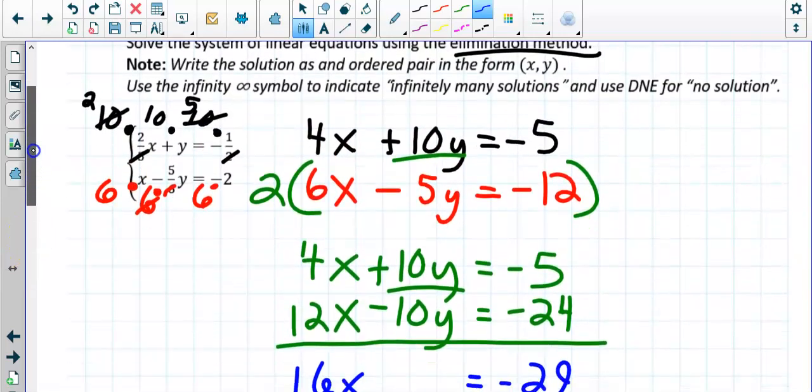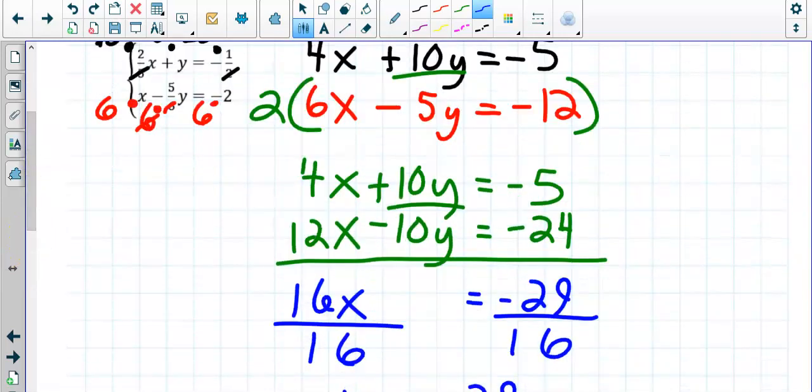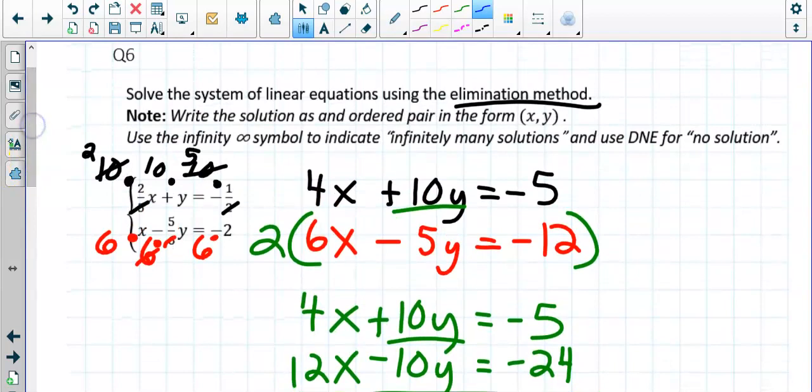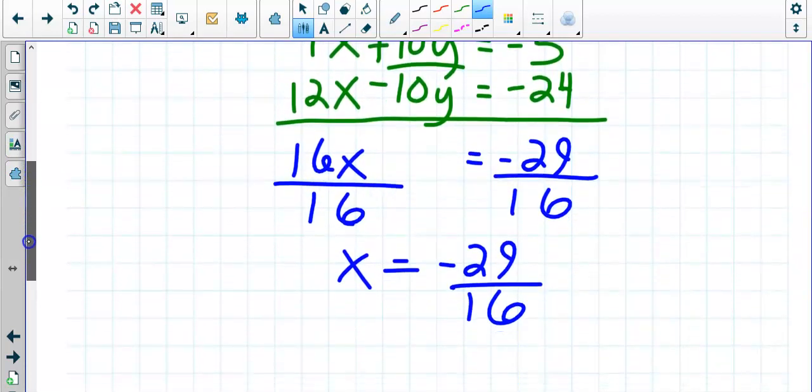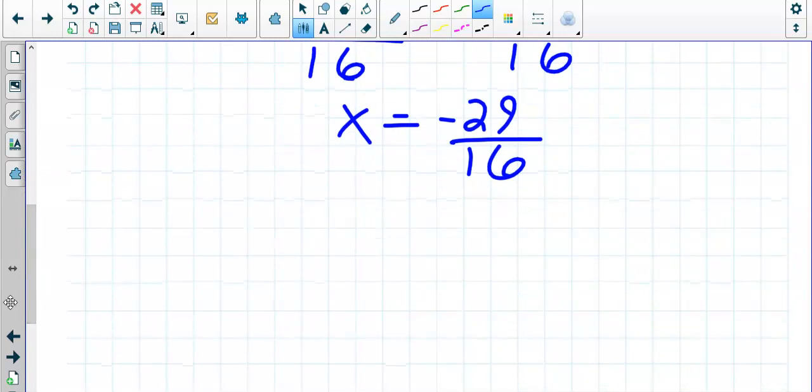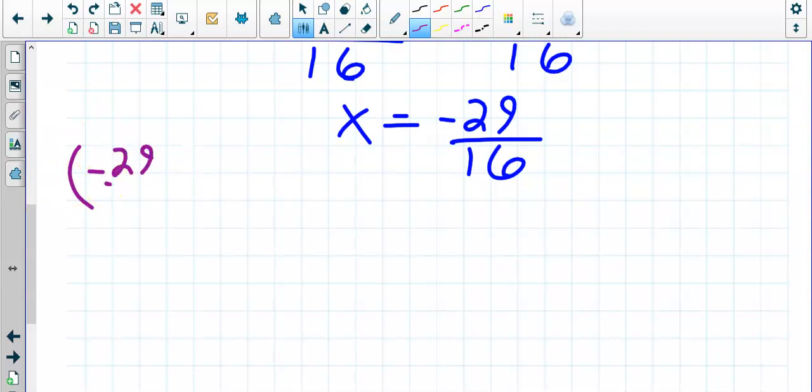I just want to double check some things, make sure that our math looks good, because that is one nasty number. So that gives us the 4x, the 10, and the negative 5. So that looks correct. 6x, negative 5y, negative 12. We had to multiply that by 2. Yep, check it out. Okie dokie. So, how do we get the y value again? We got to plug it in.